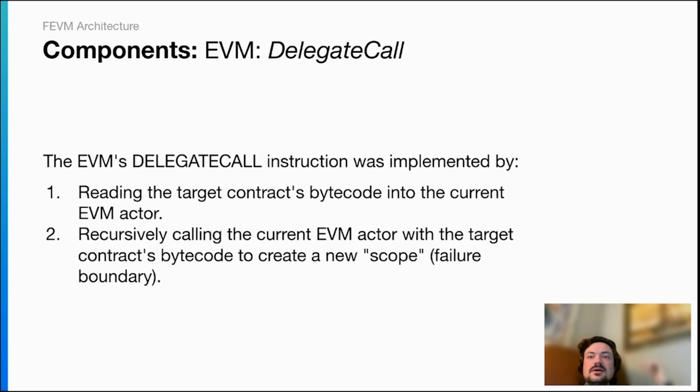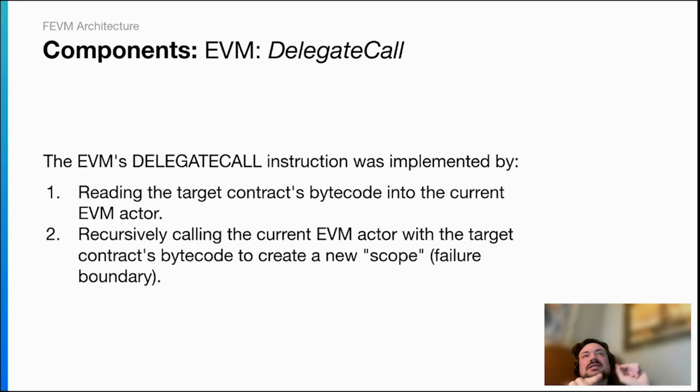Yeah. Okay. Delegate call. This is something you may run into as well. The EVM has this concept of delegate call, where you can basically call some other actor's code in your context. Basically, this would run someone else's code as you. The FVM implements this by reading the target actor's code into your context, and then the EVM actor will call itself with that code and execute that code in its context.